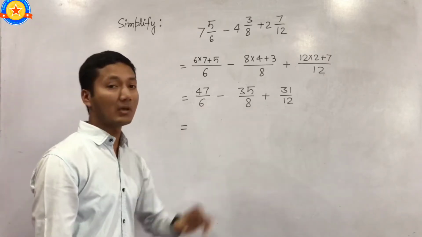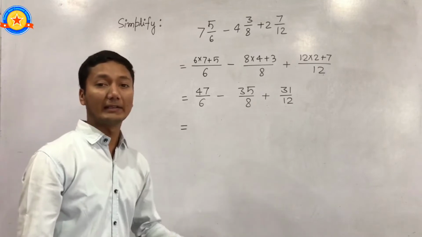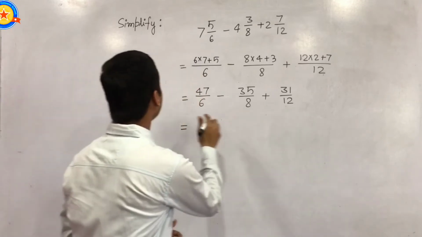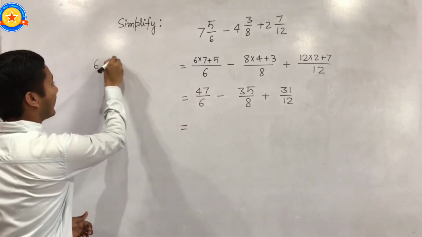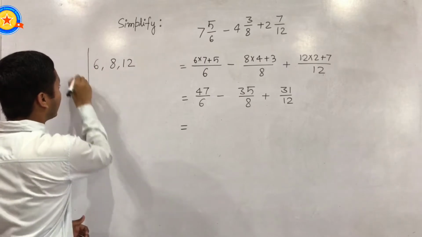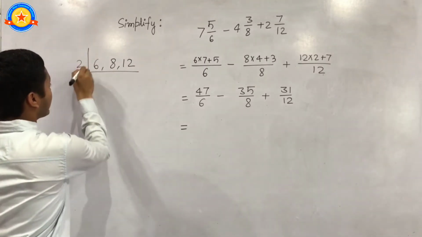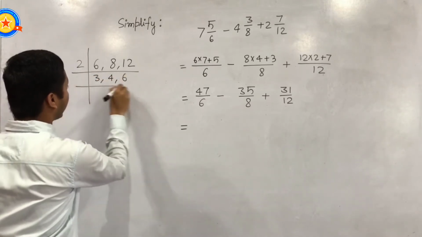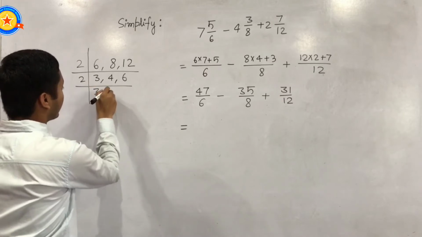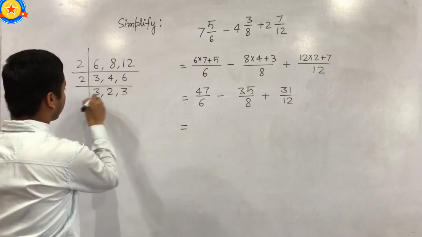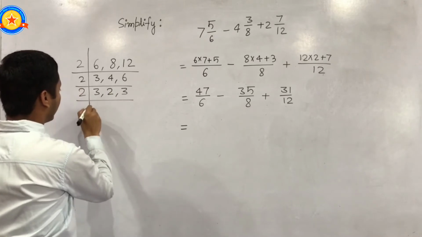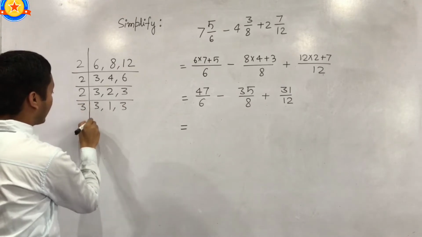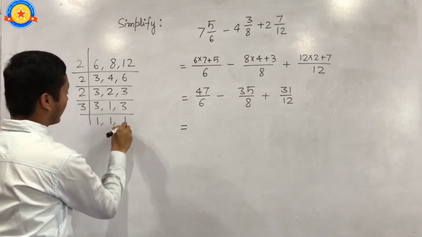Now we will take the LCM of these fractions, then we can solve the addition and subtraction of these fractions. Now what is the LCM of 6, 8 and 12? Let's calculate here. For 6, 8 and 12, at first we can divide by 2: 2 threes are 6, 2 fours are 8, 2 sixes are 12. Now again divide by 2, it becomes 3, 2, 2 twos are 4, 2 threes are 6. Again by 2, it becomes 3, 1, 2 and 3. Now we divide by 3, it becomes 1, 1 and 1.